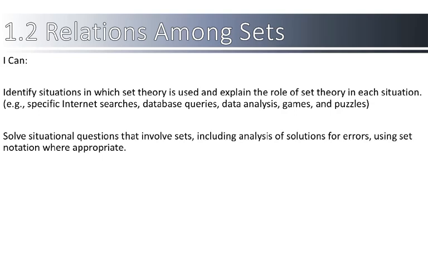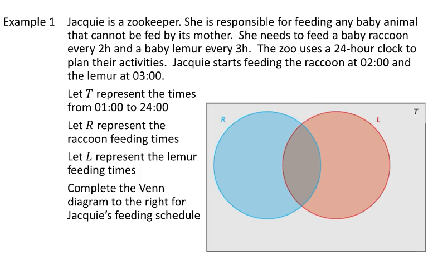So we've talked about sets and dividing objects into different groupings based off of specific characteristics. But now we're going to talk a little bit more deeply about the relationships among sets. So to start off, we have a situation here. Jackie is a zookeeper. She's feeding any baby animal that can't be fed by its mother.